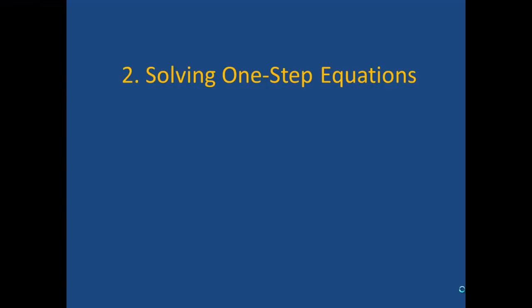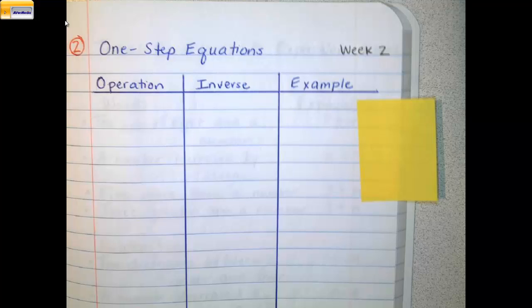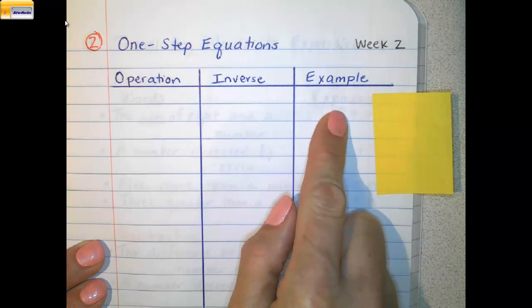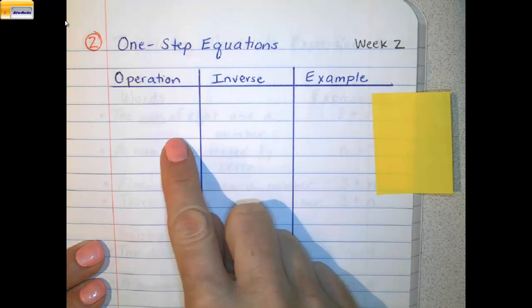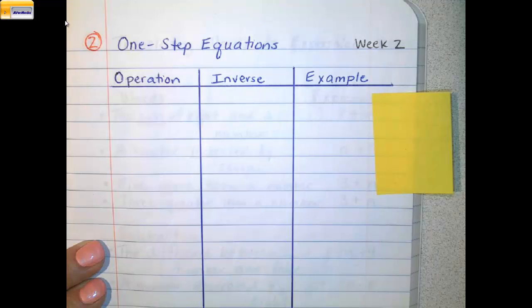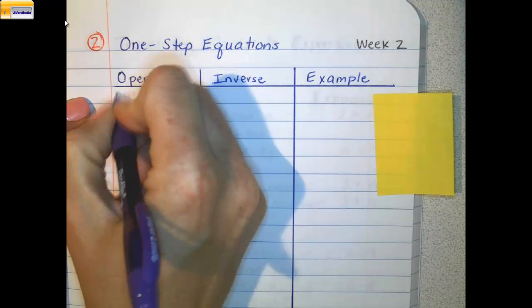Our next topic is solving one-step equations. For one-step equations, start a page in your notebook with a table having 3 columns for operation, inverse, and example. The first operation that we are going to discuss is addition.